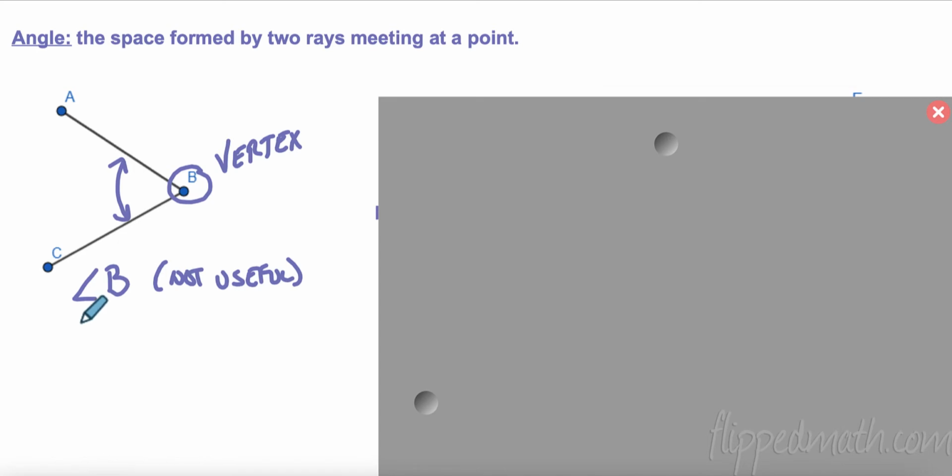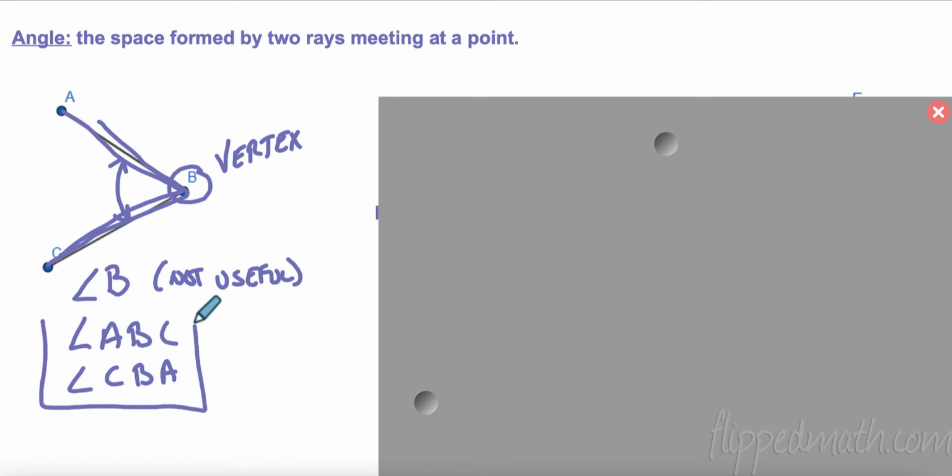Most of the time we're going to need to name it with 3 letters. And the way we name it with 3 letters is the vertex always has to be in the middle, and it's kind of like tracing. I'm going to go from A to B to C. I trace my angle. So angle ABC. Now, some of you are thinking, well, could I go backwards? Yeah, absolutely. Angle CBA is the exact same angle. It doesn't matter which way you write it. So often when you write these, you need to double check. There are 2 answers. You don't need to write both of them. But if you wrote ABC, you need to make sure that you had that one. You didn't need both. Just make sure you do it correctly.